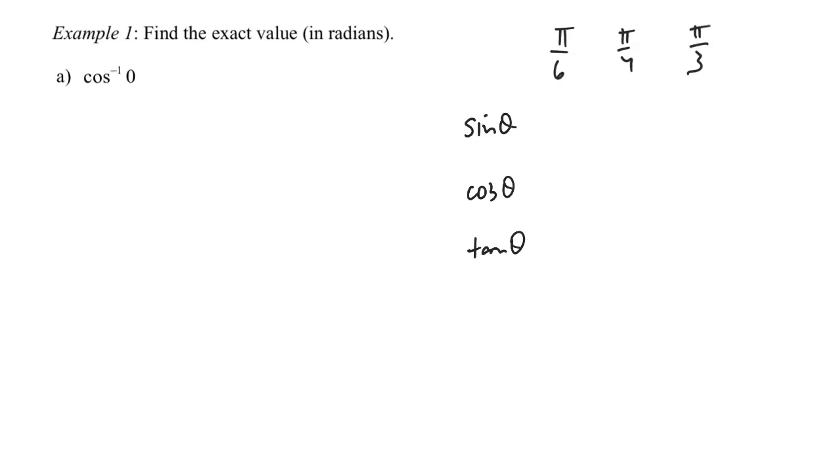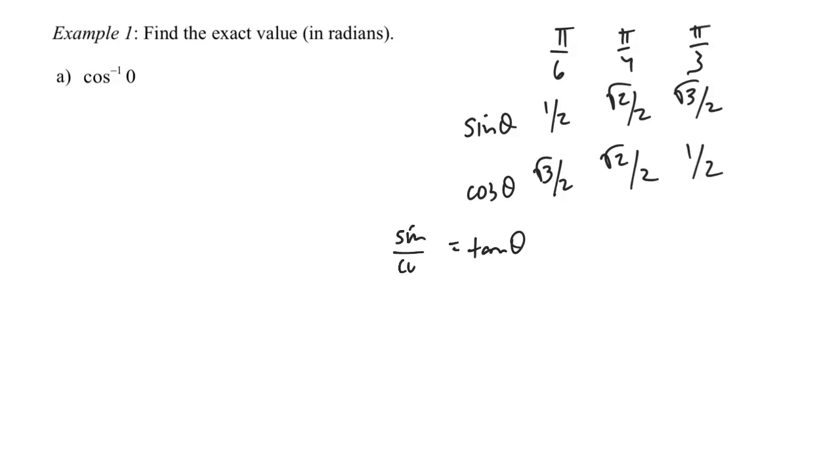Now, sine theta is an increasing function, so I'm going to have 1/2, square root of 2 over 2, and square root of 3 over 2. Cosine is the cofunction of sine and therefore is going to have the same values, just in reverse order. And then finally, tangent, remember, is sine over cosine. And so therefore, just take 1 divided by the square root of 3. That's going to give you square root of 3 over 3. Root 2 over root 2 is going to be 1, and root 3 over 1 will give you root 3.